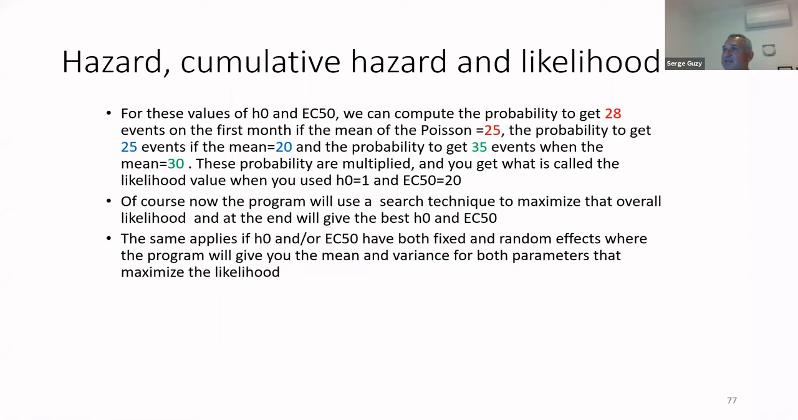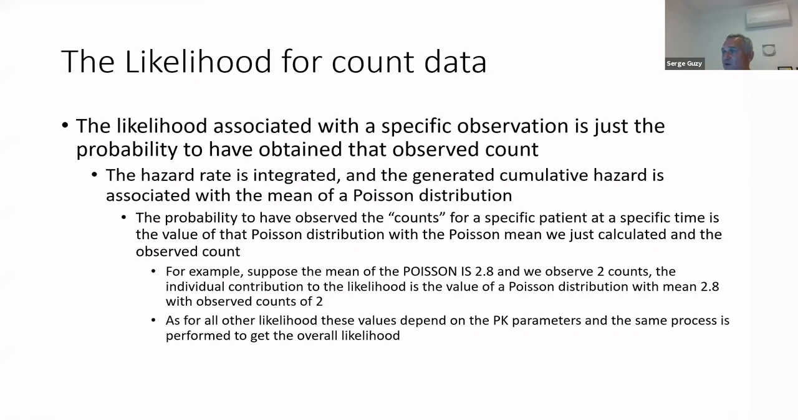That's exactly what I explained here. The program is going to do the optimization, and that's the likelihood for the count data. I just explained that. If the cumulative number of events is equal to 2.8, that's your mean. If you observe 2 counts, the individual contribution to the likelihood is the value of a Poisson distribution with a mean of 2.8 and an observation equal to 2. And then you continue, and at the end, you are going to optimize your system.